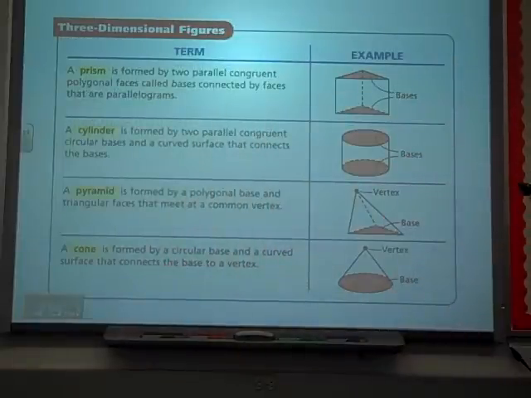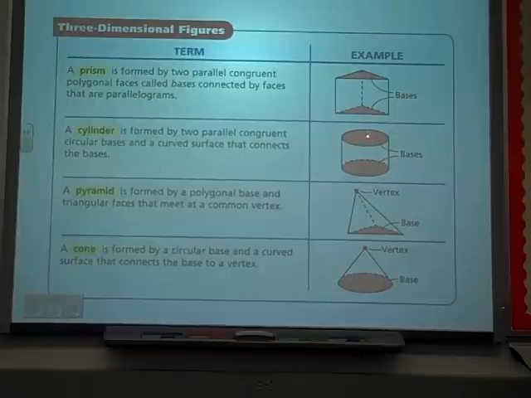Now, in a prism, we have two bases, and they're parallel to each other, and then we have faces that go around the sides. The faces that are parallel to each other, the top and the bottom, are called bases. In a cylinder, again, two parallel bases, the top and the bottom, and the sides going around. We'll talk more about what that looks like. They're curved in this, and we wouldn't call that really a face because it's not a plane.